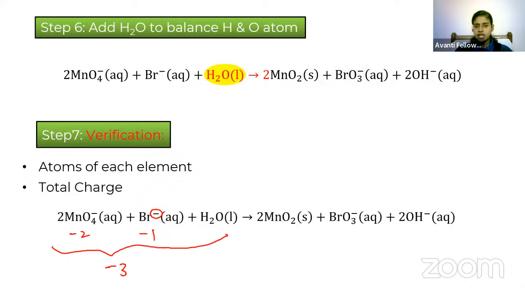And here 2 into 0, which is 0. 1 into minus 1 is minus 1, and 2 into minus 1 is minus 2. So the total charge on the right hand side is also equal to minus 3. So the charge is balanced. Atoms of each element are also balanced. Okay, so this is the balanced reaction given by Pragati, and it is the correct answer, Pragati.